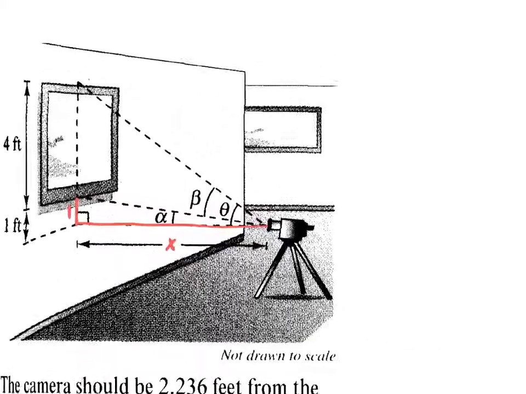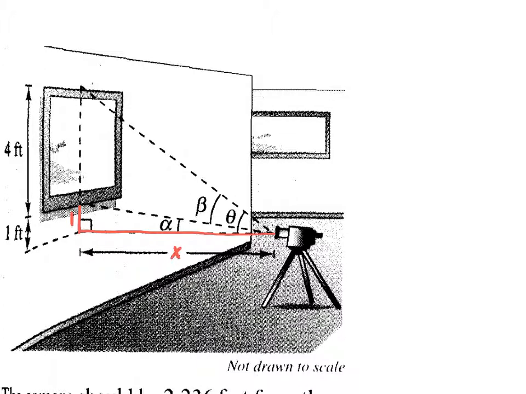So notice here there are two angles. There's the angle from the horizontal up to the bottom edge of the picture, and then there's the angle from the lens up to the top of the picture, from the horizontal up to there. So that's alpha up to the bottom edge, and from horizontal up to the top edge is theta. So this, beta, is really what it is, the Greek letter beta.